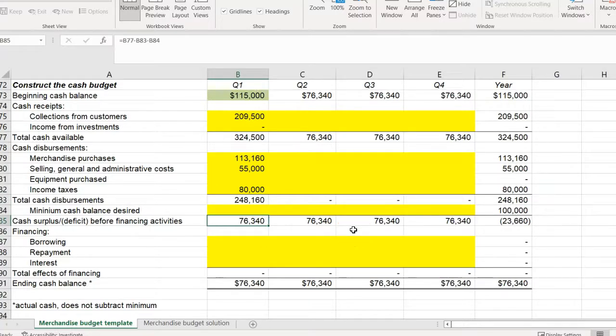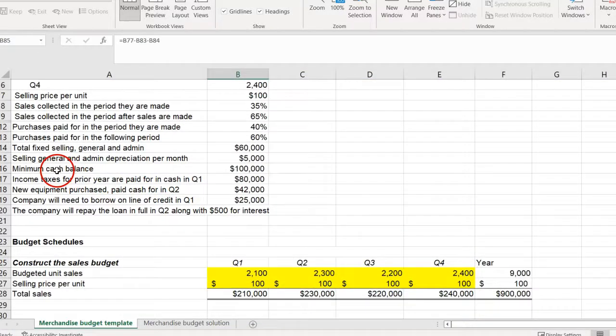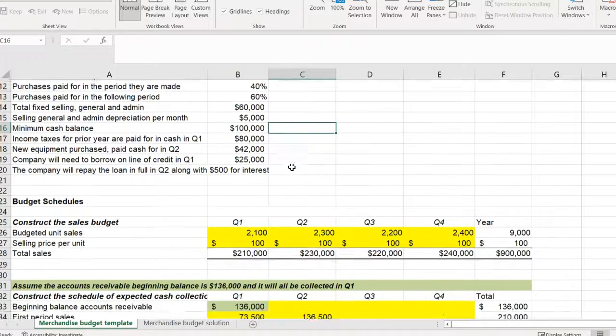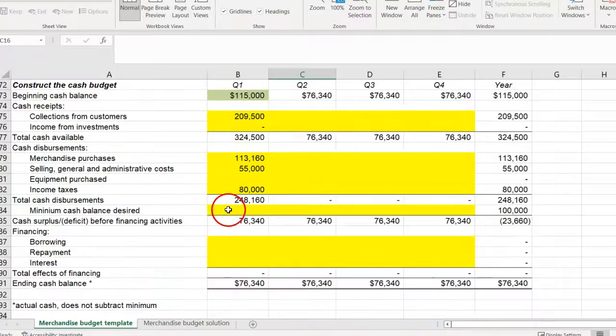So we look like we're in a pretty good position, but remember that we want to keep a minimum cash balance, which may be more than this. So let's scroll up and look and see what our minimum cash balance is. And sure enough, we have a minimum cash balance here of $100,000. So we want to keep at least that amount in our bank account as of the end of every quarter. And companies often do this just to make sure they don't overdraw. So we've got to put $100,000 in there, and that's going to change that number.